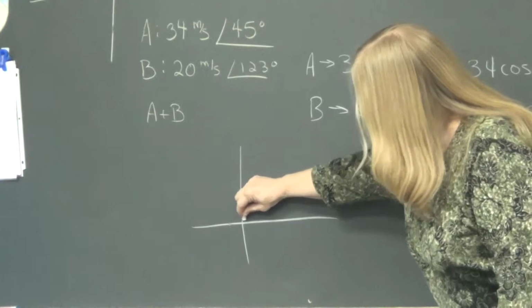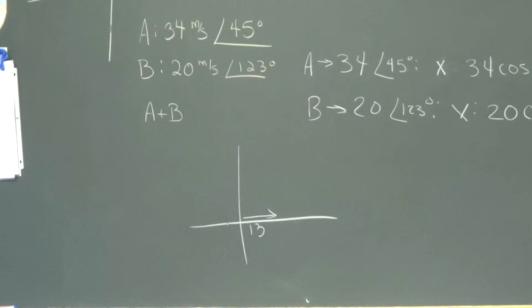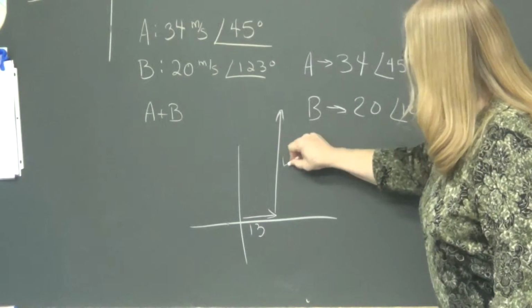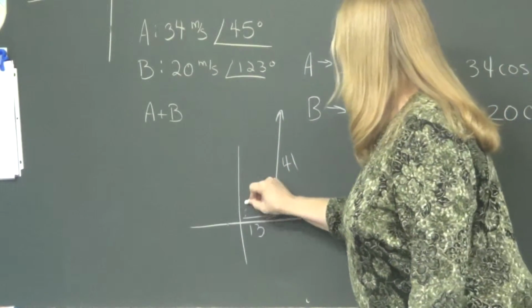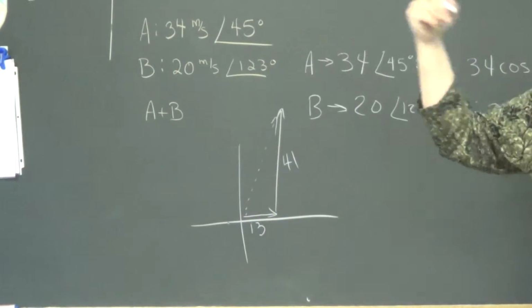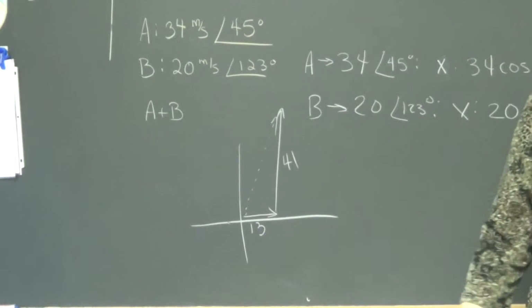So I'll go out somewhere and call it 13. And the Y component is 41, so it's quite a bit larger, relatively. So the answer would be right there. I want the angle, I want to go back to magnitude and angle from which I started.